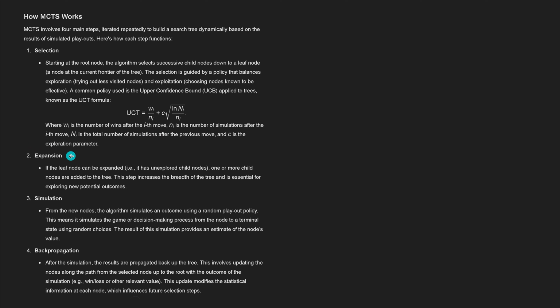Second step is now the expansion. If the leaf node can be expanded, if it has unexplored child nodes, which we hope, 1 or more child nodes are added to the tree. So this step increases now the breadth of the tree and is essential for exploring new potential outcomes. Step number 3, simulation. From the new nodes, the algorithm simulates an outcome using here a random playout policy, simply simulates here the game or decision-making process from the node to a terminal state using random choices. And I've shown you in my last video multiple agents for random choices. And the result of this simulation provides an estimation of the node's value.